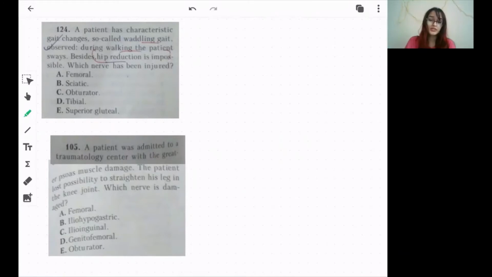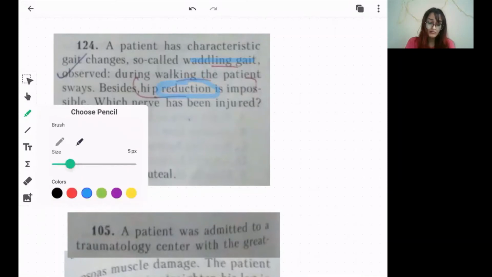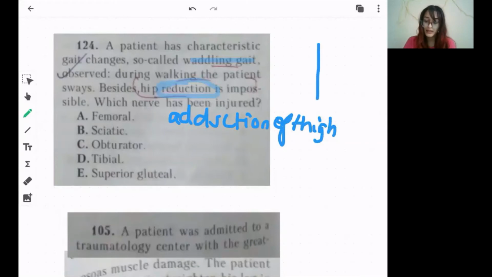Since we were talking about the nerves of lower limb, let's also talk about these two questions that are from the mystery book as well. In this patient, he has waddling gait, there's some problem with walking, and also the main part is that hip reduction is impossible. So hip reduction, or you can say the adduction of thigh, is impossible.